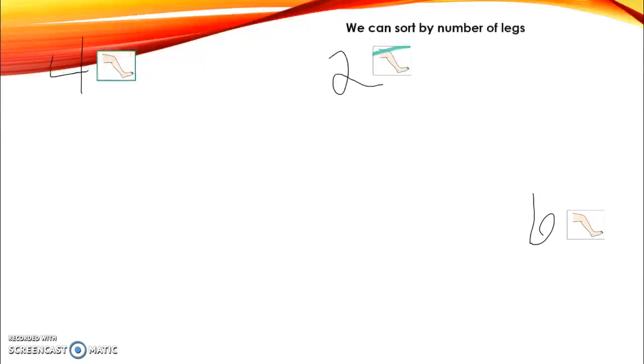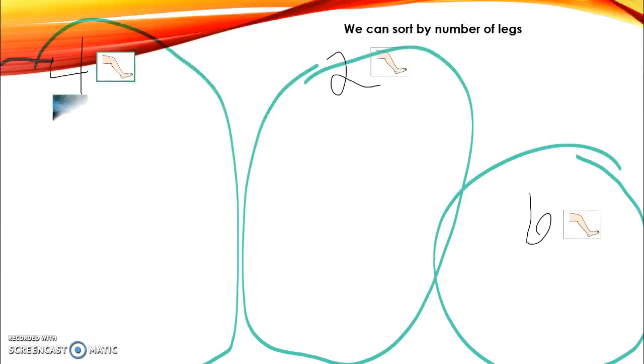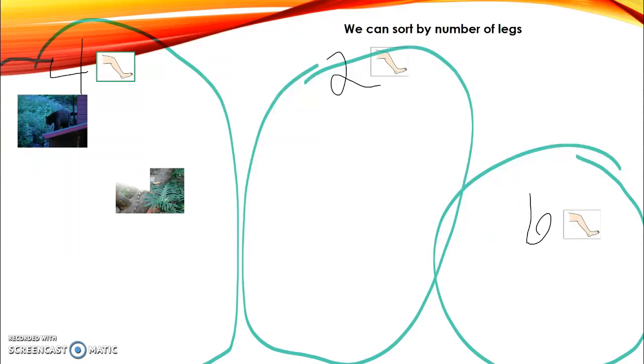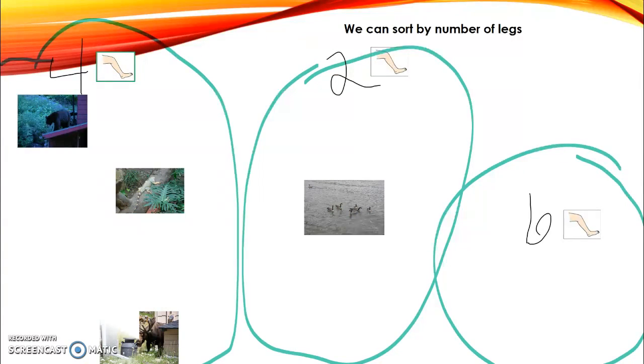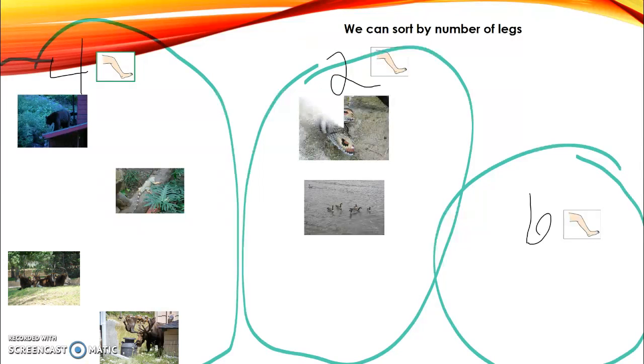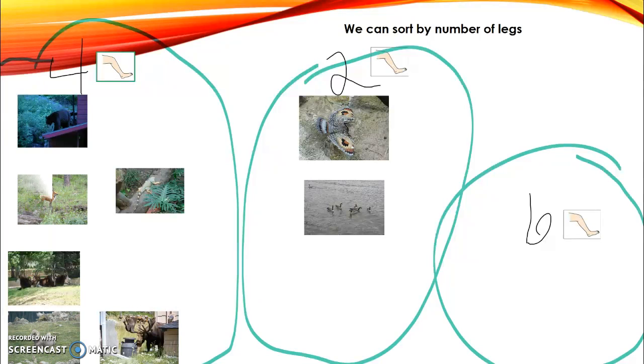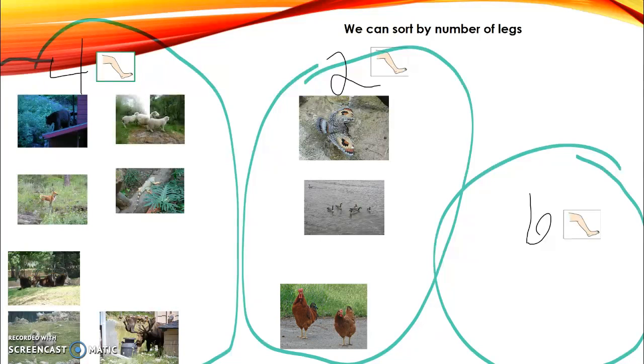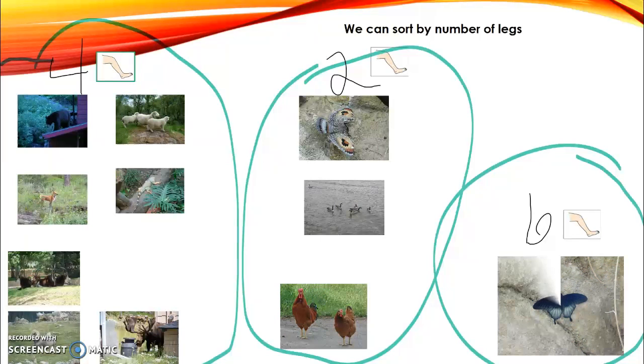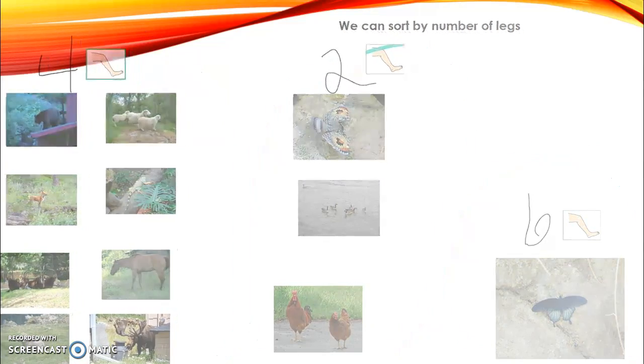We can sort them by their number of legs. Do they have 4 legs? Do they have 2 legs? Or do they have 6 legs? I wonder again, which group would have more and which group has less? Would there be a group that could have more legs? Not of the pictures we have today, but maybe.